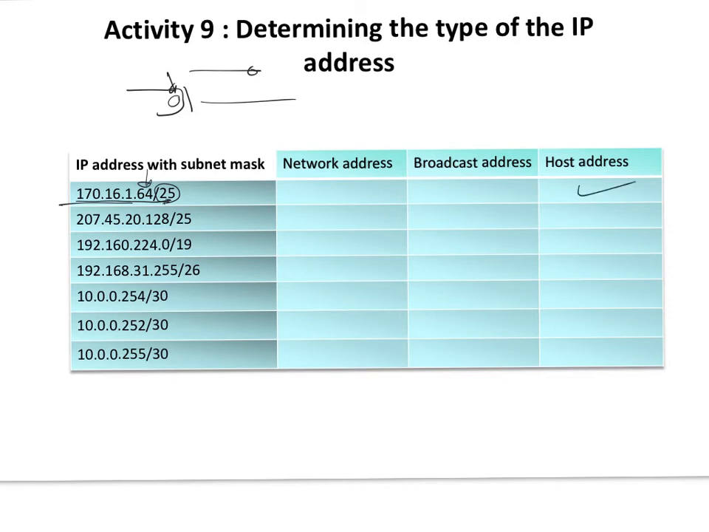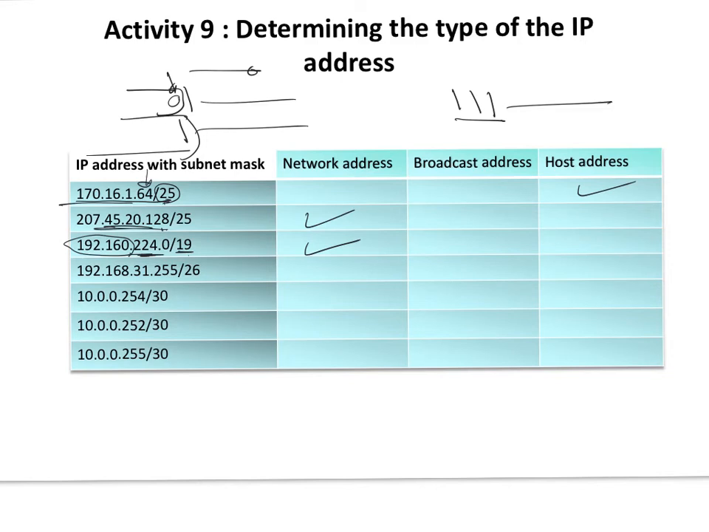The other one here, the 128 is 1 and then all zeros. So if we take 24 out, the 25th bit is this. So the remaining part will be all zeros, which means it's a network address. This one is 19, and 224 here is 1, 1, 1, and then all zeros. 19, these 2 bytes are 16, and another 3 bits, 19, so the rest will be all zeros, so it's network.